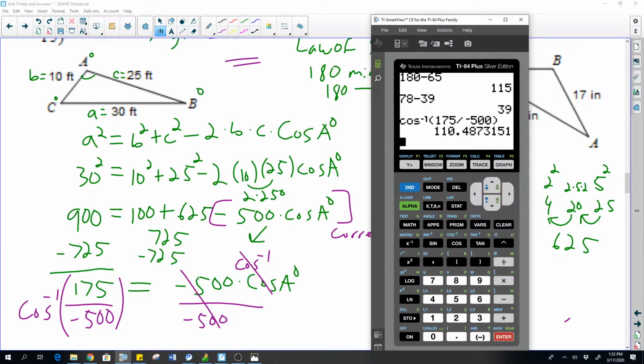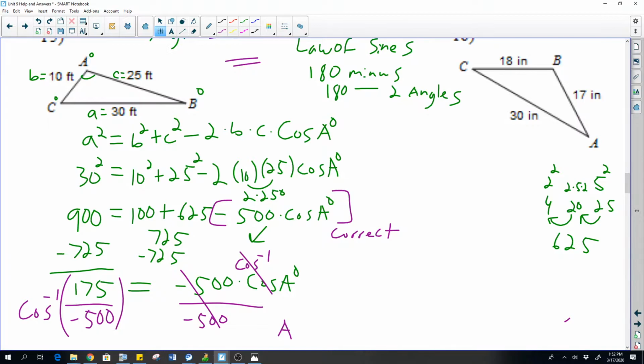That gives us 110.48, which rounds to 110.5 degrees. So angle A is equal to 110.5 degrees. That gives us this angle right here, 110.5 degrees.